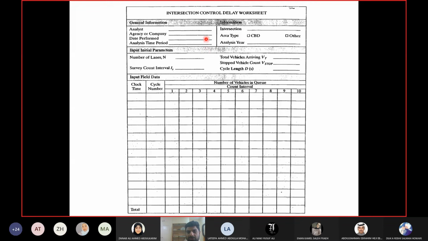This is the sheet. You have general information on the top: who is doing the survey, when and where. The name of the intersection, type of area. Type of area can be CBD or other. CBD means Central Business District. Commercial area, non-commercial area.